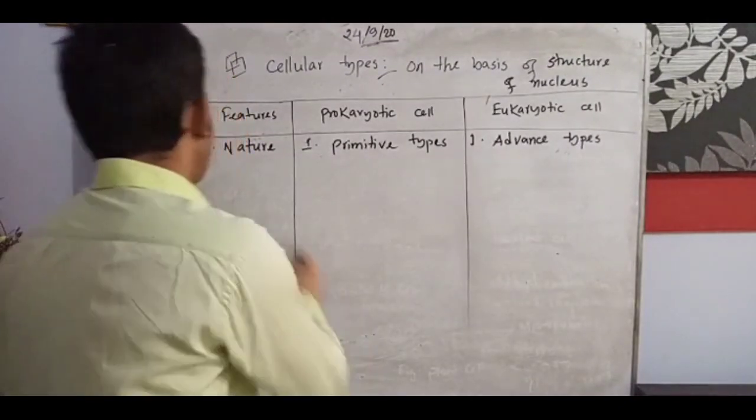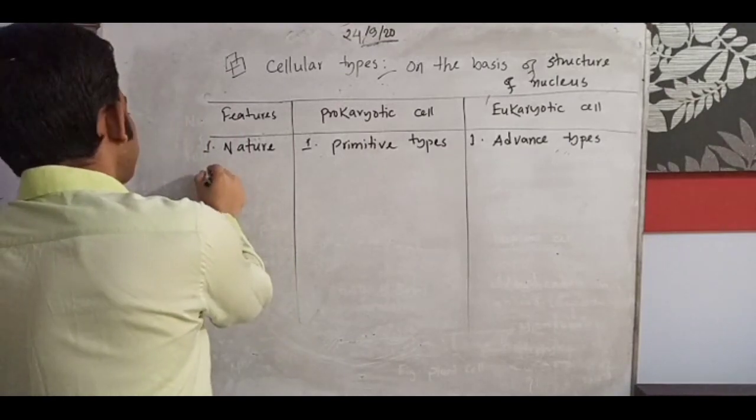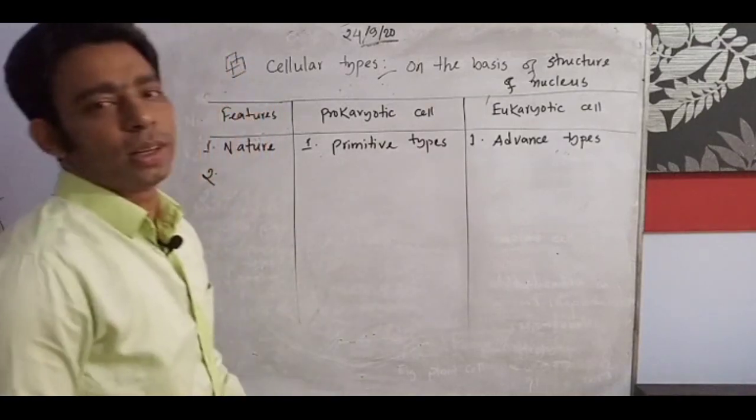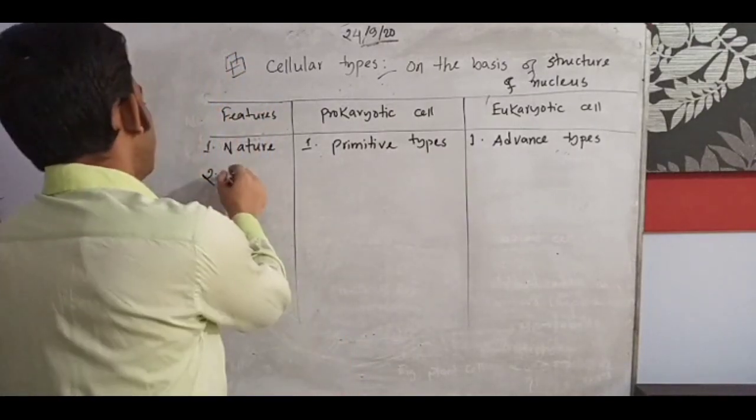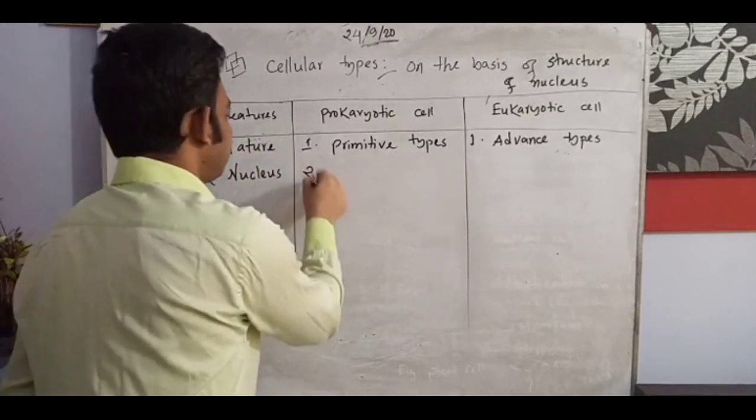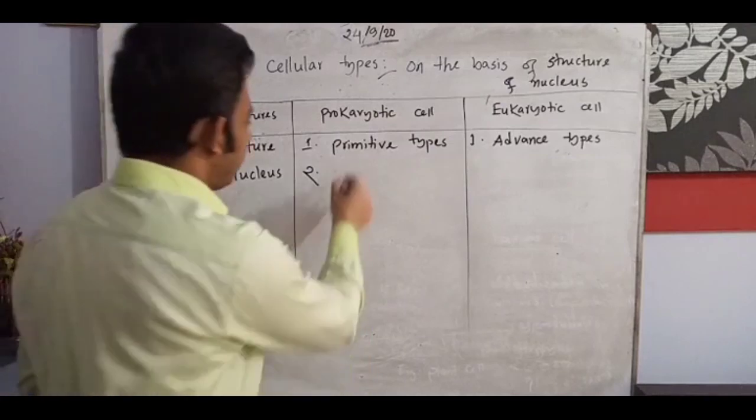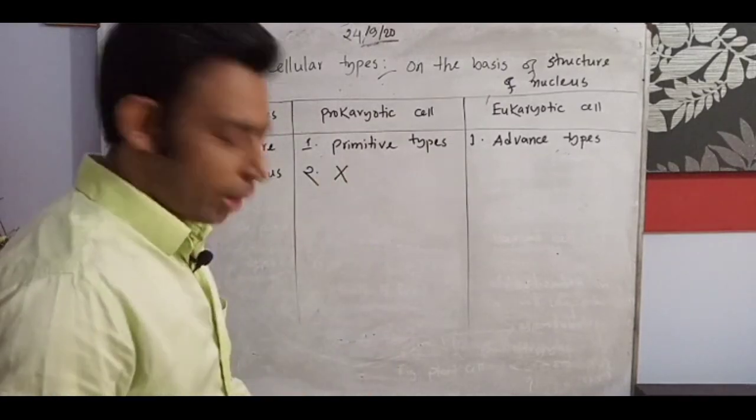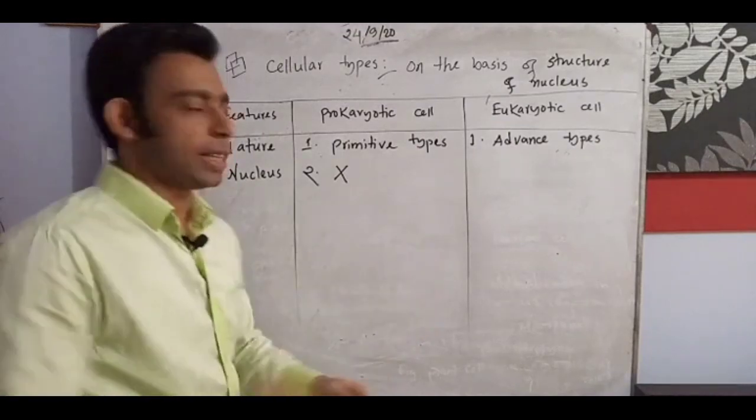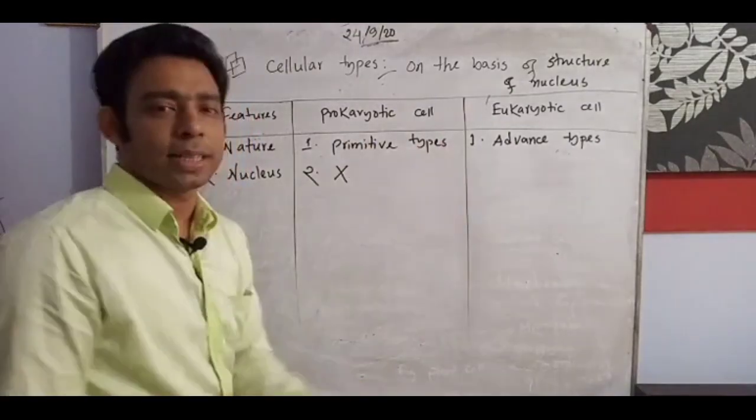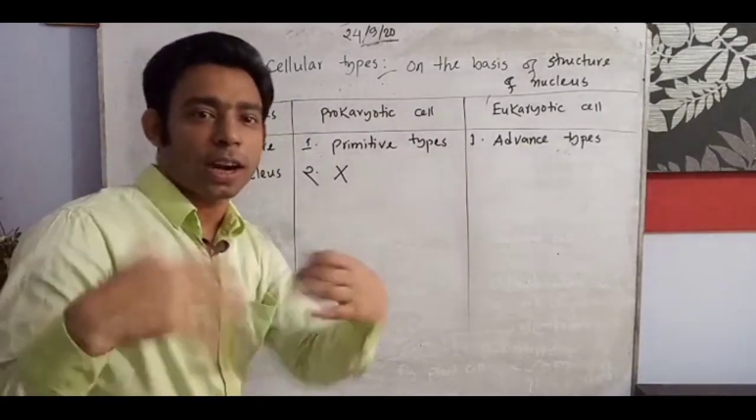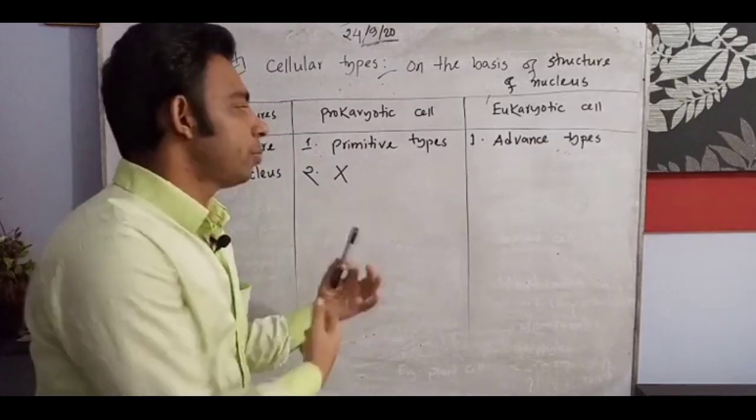And the second one, on the basis of the structure of the nucleus, we will try to find the nucleus. Sometimes I write a cross meaning not present, and a tick meaning present. Some students also write cross and tick in the exam, but no, it is for understanding easily. It is for my own use.